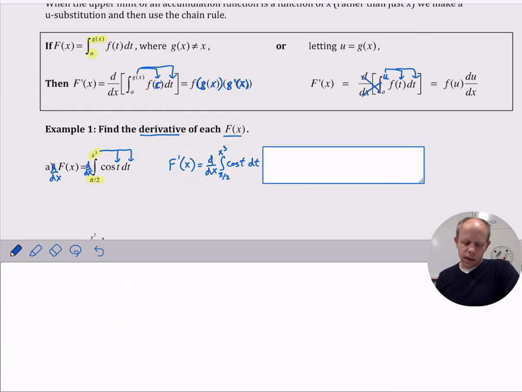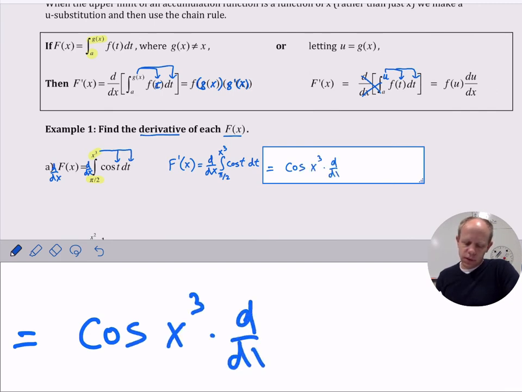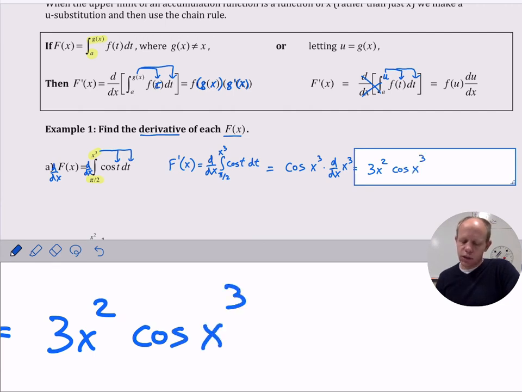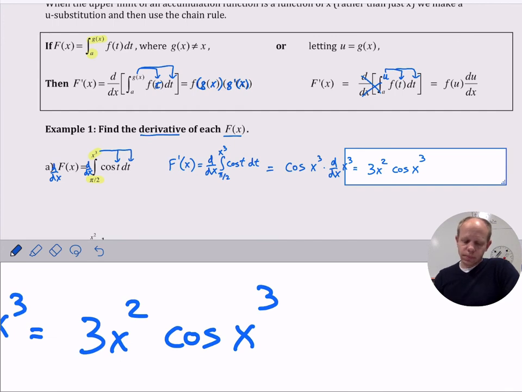All right, at any rate, let's go ahead and substitute our x cubed in for our t. So we'll have cosine of x cubed, and then times the derivative of x cubed. All right, well, the derivative of x cubed is 3x squared, and so I'm going to rewrite this as 3x squared times cosine of x cubed. So we really still have to use the chain rule because we're taking a derivative, and you always use the chain rule. So this is how that works out.